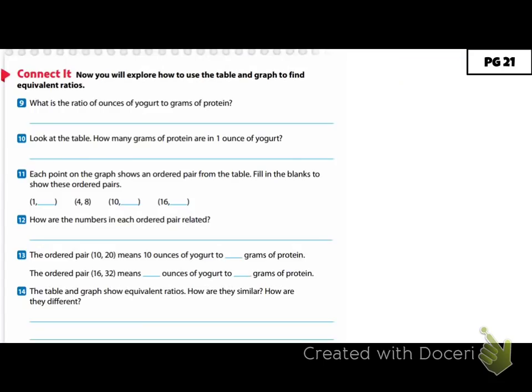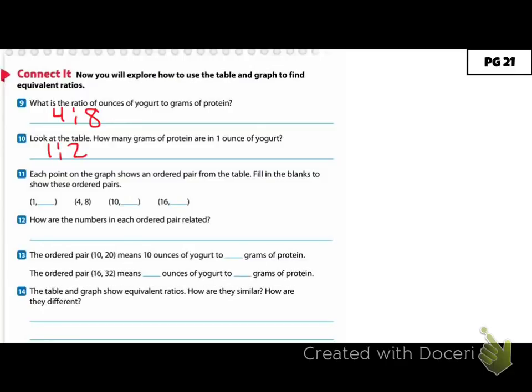So now let's answer a few questions over these. Number 9 says, what is the ratio of ounces of yogurt to grams of protein? Well, our ounces of yogurt was 4, and our protein was 8. Number 10, look at the table. How many grams of protein are in 1 ounce of yogurt? So that's where we found our 1 to 2.